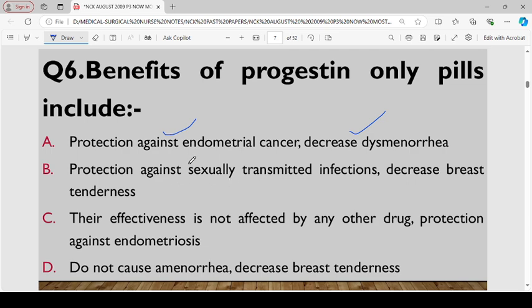Family planning methods do not protect us against sexually transmitted infections, unless you're talking of a backup plan like use of condoms. The effectiveness is not affected. Pills are affected by other groups of drugs, so you can't rule that out. It cannot cause, it can cause, right? Okay guys, this is what made us rule out this one, and the most appropriate answer is A.